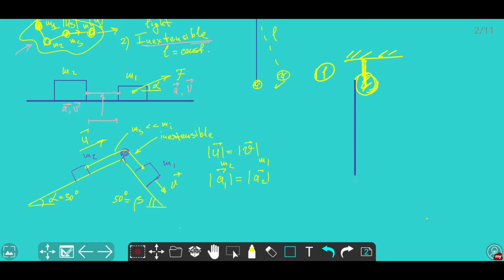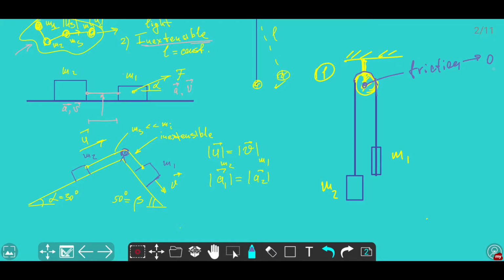So you have two objects attached to it. For example, that's going to be object 1, and this is another string with, let's say, object 2. They have different masses, of course, M1 and M2, otherwise they would be in balance, obviously. This string just goes over that pulley this way. So there is no friction.